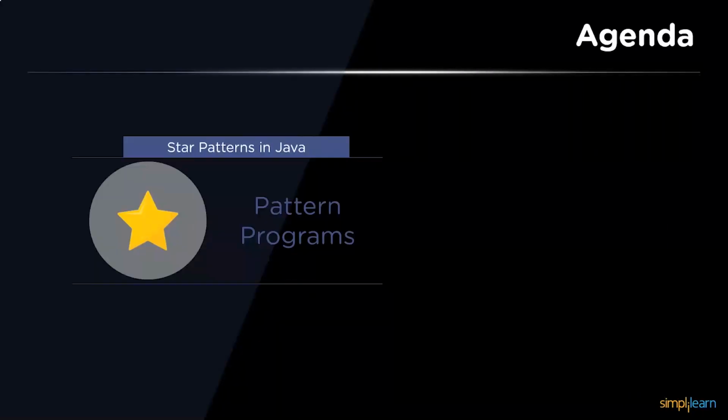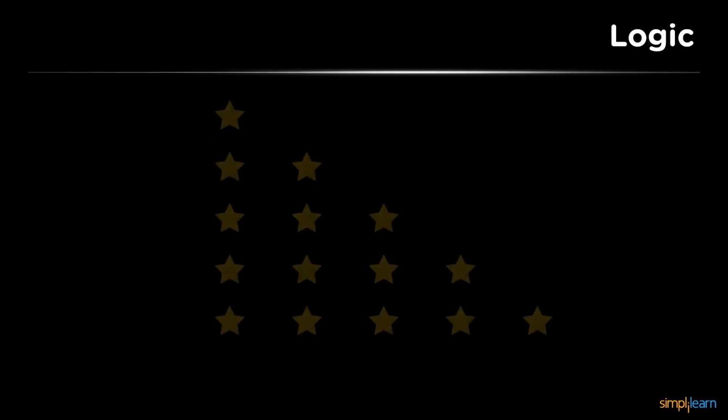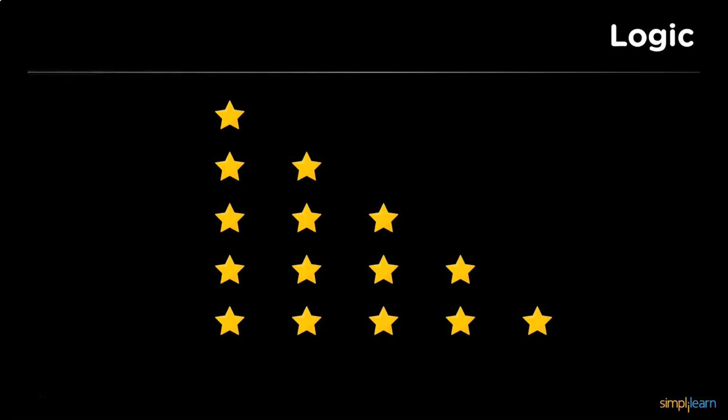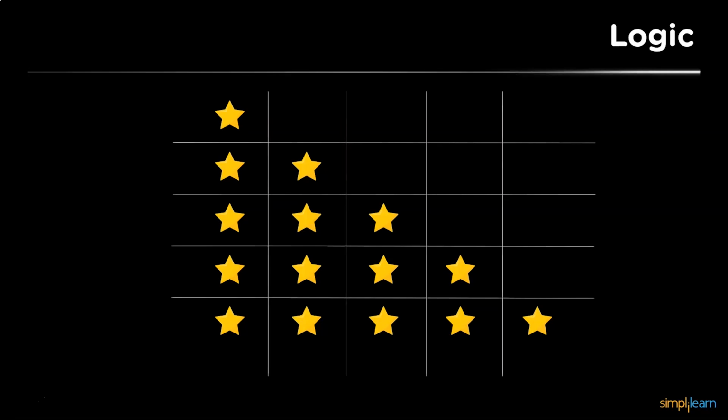Now, let's quickly begin with our session. First of all, we will discuss the right angle triangle pattern. So basically, the right angle triangle star pattern looks something like this as it is shown on my screen. To resolve this problem statement and print the pattern, we must assume that this particular star arrangement is made in the form of a matrix, where the first row has a single star and the second row has 2 stars, third row has 3 stars, and so on.